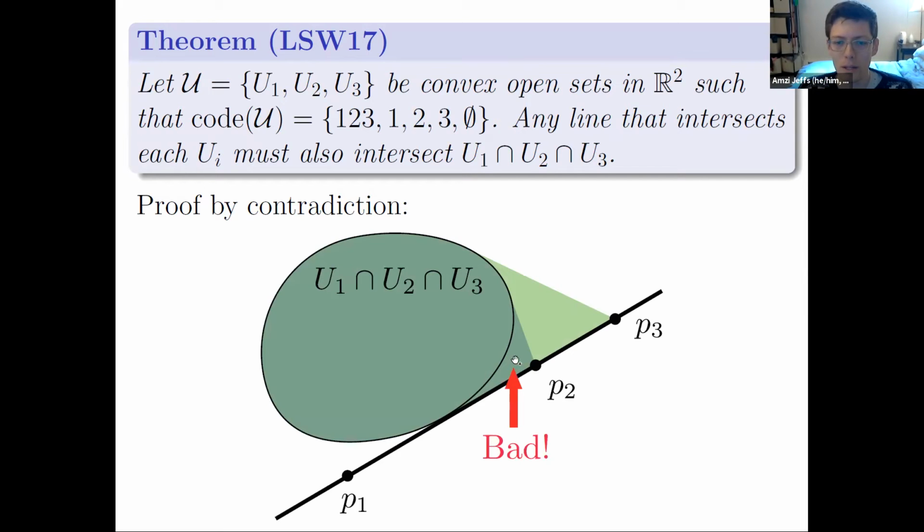But now I have a problem because I have a place where U2 and U3 overlap, but it's not in this blob, right? So this will give me the code word 2, 3, which I know I don't have. So this is a problem. Of course, you have to do some more casework, and I think the original proof is kind of different than what I'm showing you here, but this gives you an idea of the kind of issue you're running into.